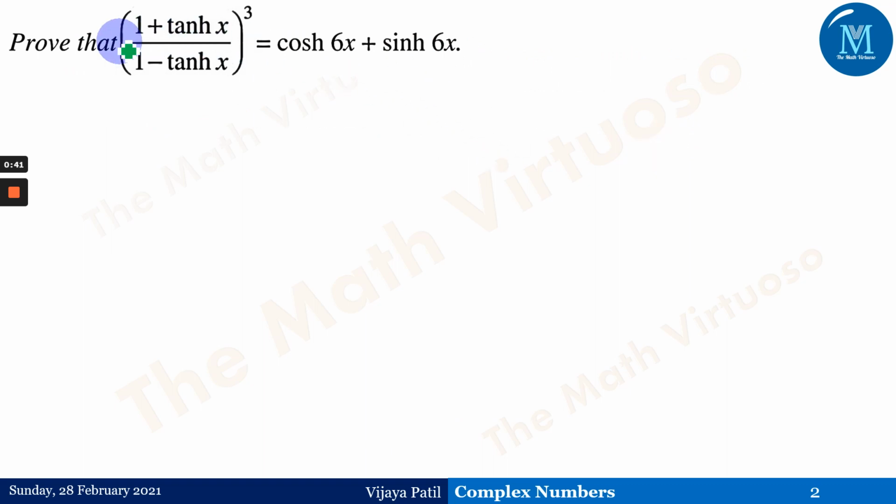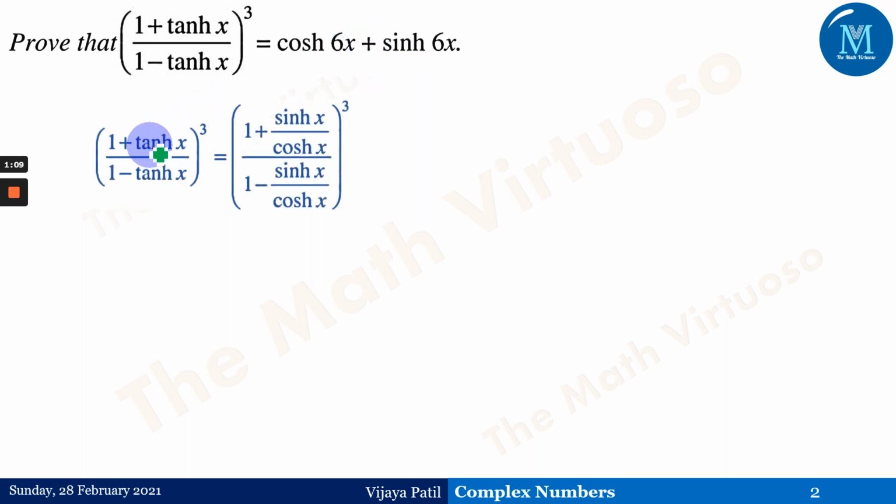Okay, so first prove that (1 plus tan hyperbolic x upon 1 minus tan hyperbolic x) to the power 3 is equal to cos hyperbolic 6x plus sine hyperbolic 6x. It's just using the formulae which we have done. Please follow the previous session wherein we introduced the hyperbolic function and the circular function. Only based on those direct formulae will we be using this.